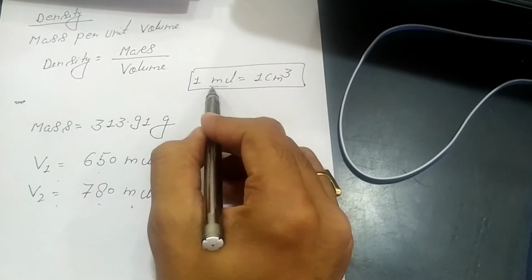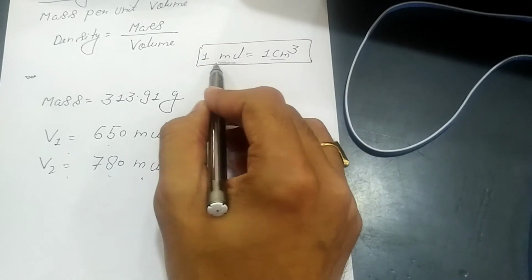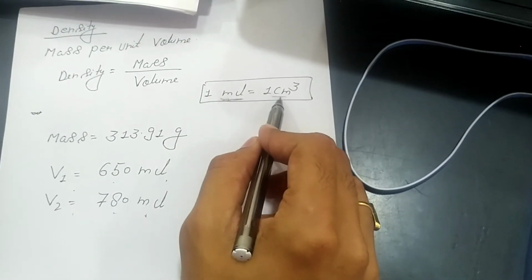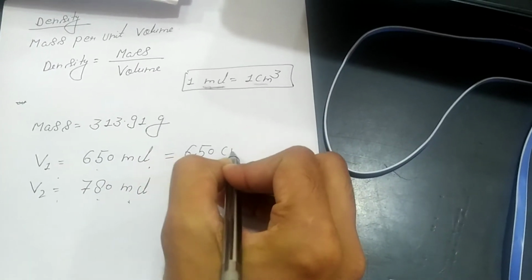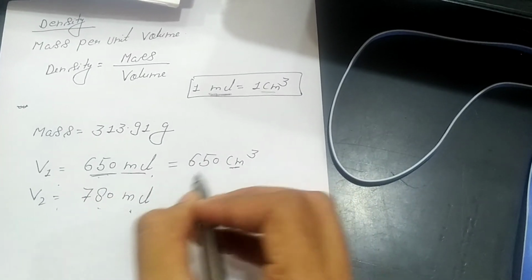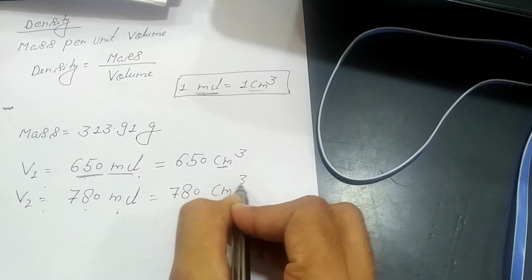And remember that 1 ml is equal to 1 centimeter cube. So this is basically the volume. Milliliter is the volume, and in another unit I can write it as centimeter cube. So I could write 650 centimeter cube because 1 ml is equal to 1 centimeter cube, and I could write 780 centimeter cube.